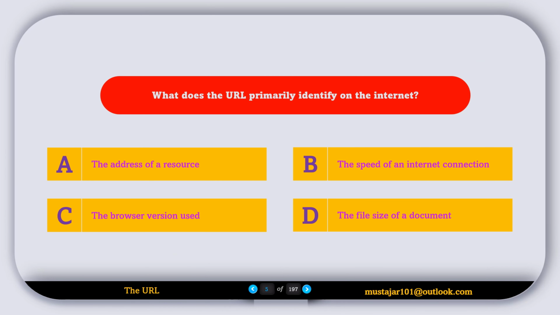What does the URL primarily identify on the internet? Option A, the address of a resource. Option B, the speed of an internet connection. Option C, the browser version used. Option D, the file size of a document. So the correct answer is option A, the address of a resource.